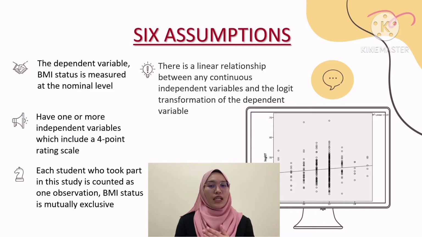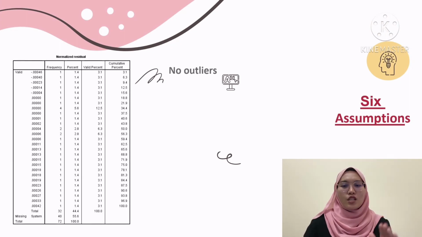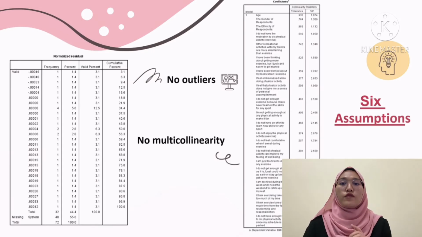perceived barriers to physical activity and socio-demographics are the independent variables. Thirdly, note that each student who took part in this study is counted as an observation, and the dependent variable BMI status is mutually exclusive. Next, the fourth assumption is fulfilled as the observations are equally spaced out along the line, and the scatter plot, as you can see from the graph, is also symmetric both above and below the straight line. The data also fulfill the fifth assumption, which is no presence of outliers, as no value in the valid column exceeds an absolute value of 2.0.